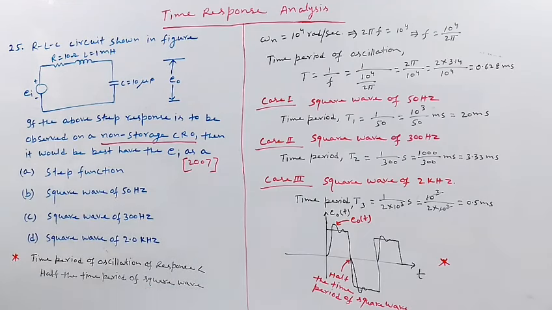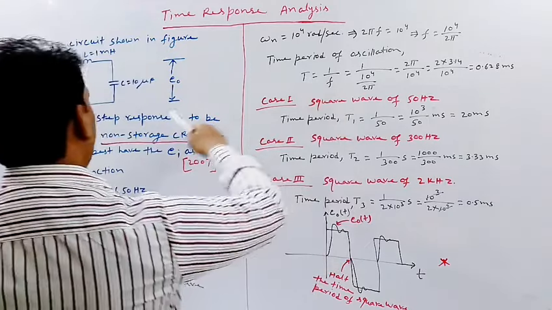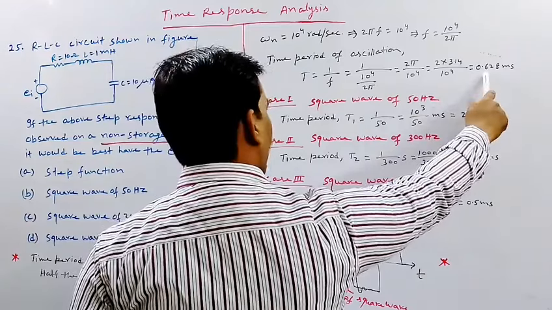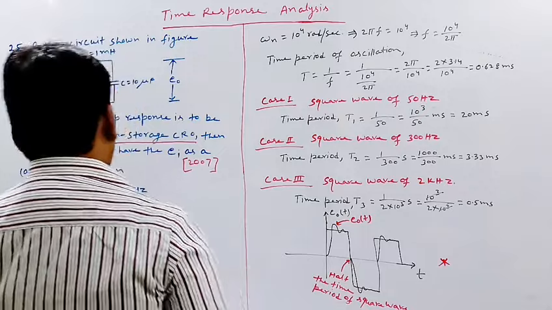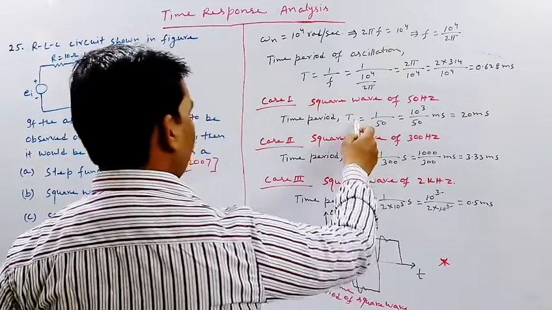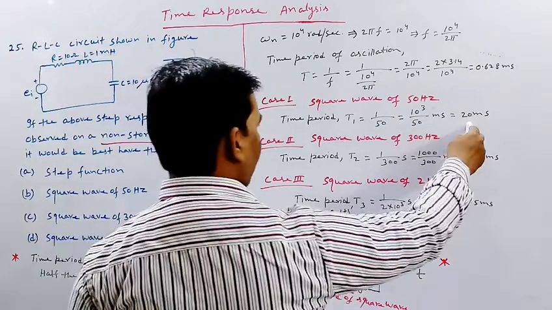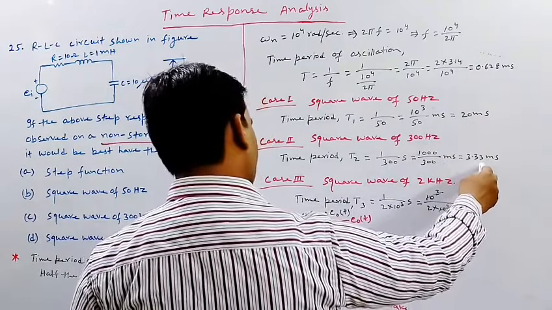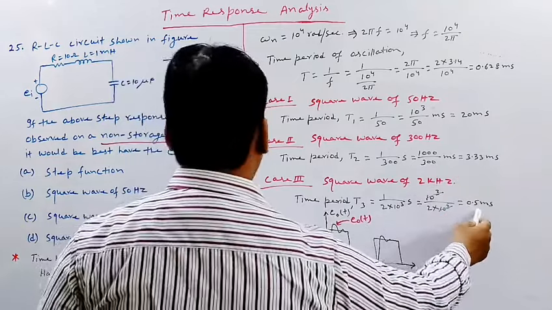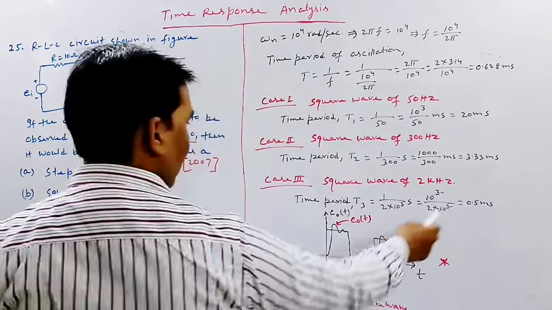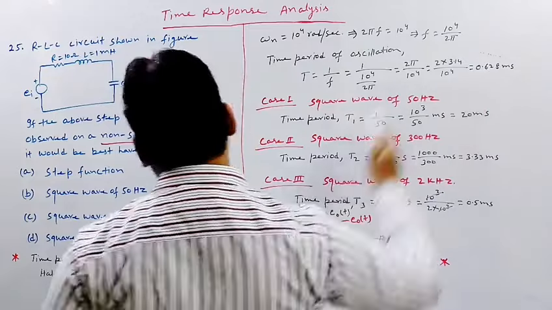Okay, now the time period of oscillation of response is 0.628, and if we take half of these time periods T1, T2, T3, because these all are square waves, this will be 10 millisecond, this will be 1.666 millisecond, and this will not be eligible because this is less than 0.628.